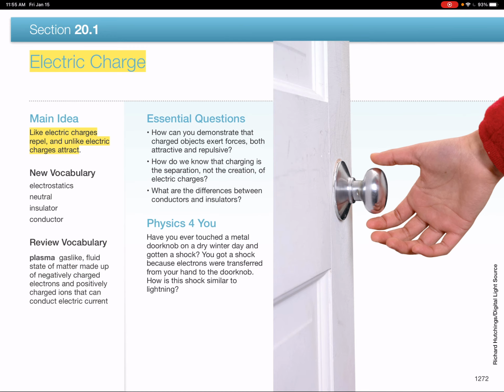If you've ever walked across a carpet on a dry winter day and reached and touched a metal doorknob, you'll feel a shock. Your shock goes from your hand to the doorknob. That's the electrical charge that's built up on you.